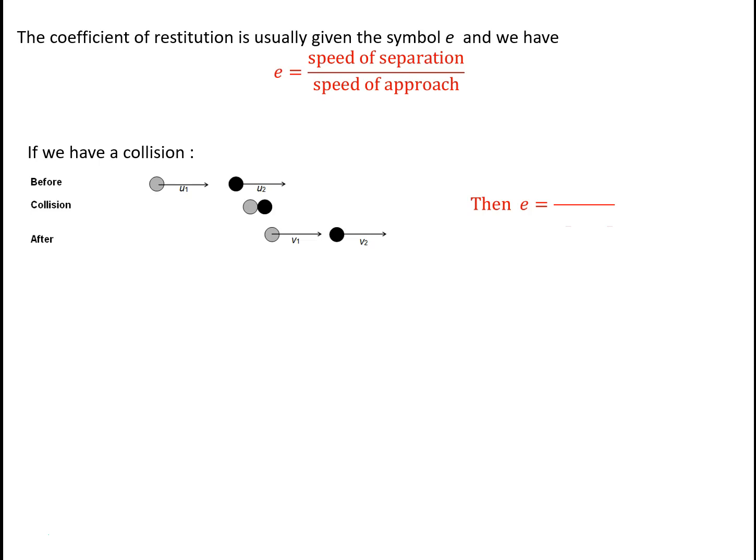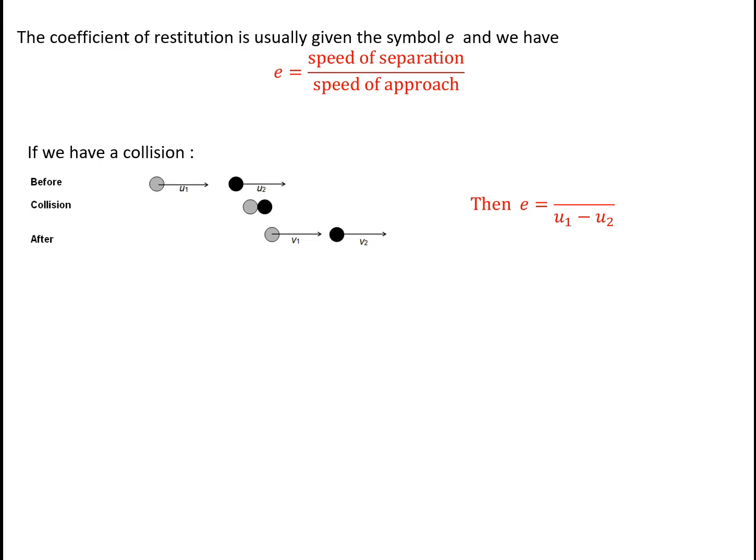If we've got a collision in which before the collision the grey ball has a velocity to the right of u1 and the black ball has a velocity to the right of u2, then if the collision is to occur, u1 must clearly be bigger than u2. So the speed of approach in this case must be u1 minus u2.